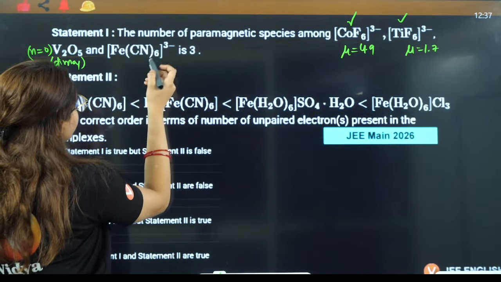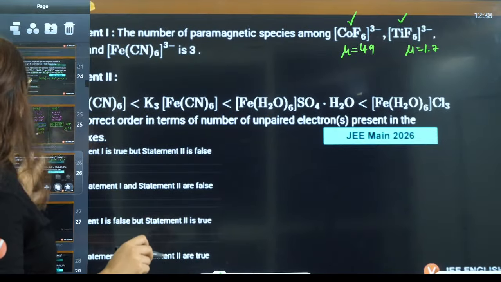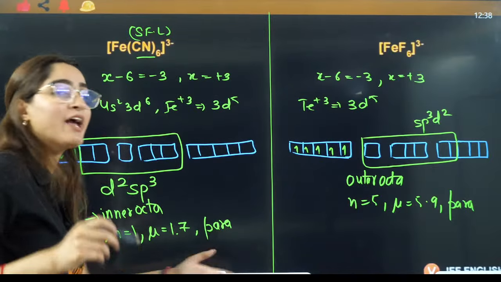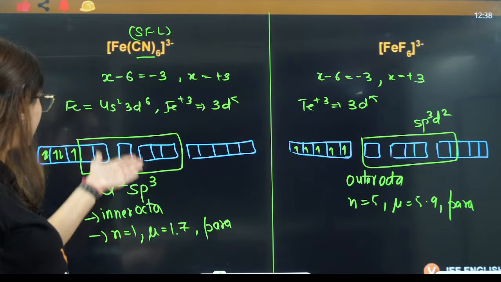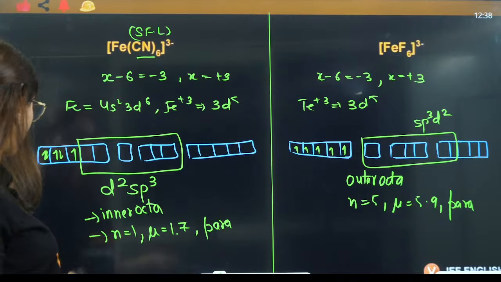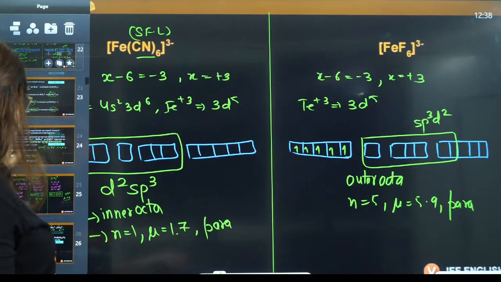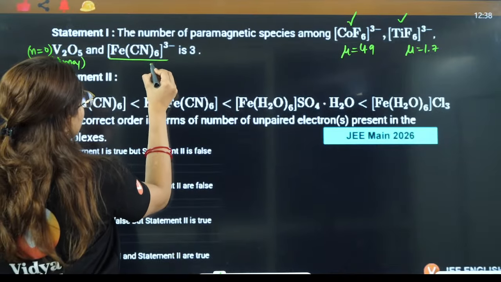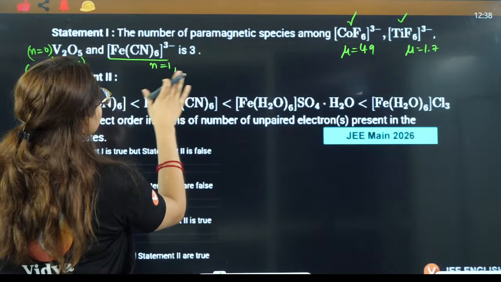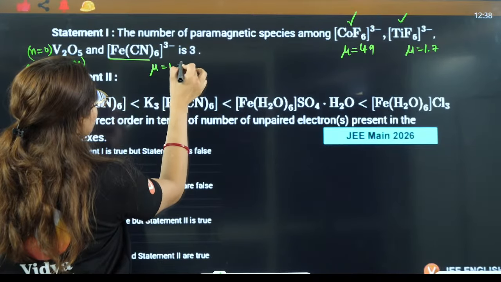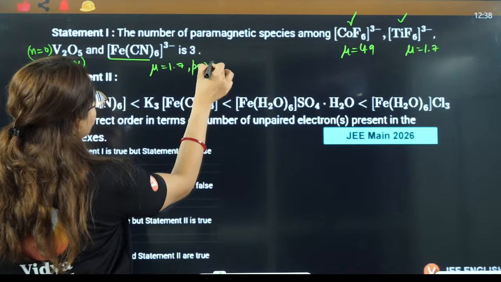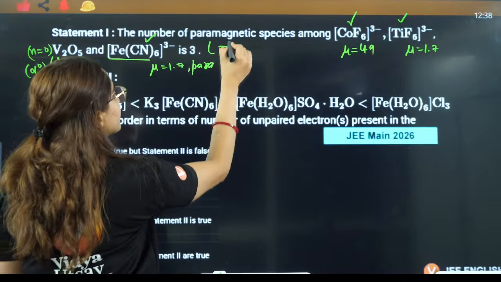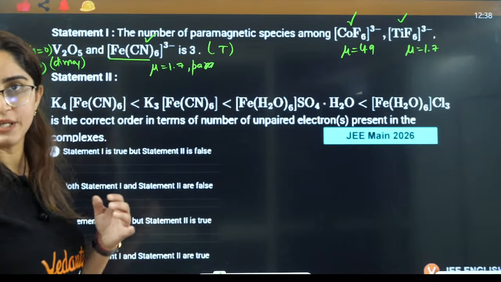If you see Fe(CN)6, I have calculated this here. I will not do it again and again. This has one unpaired electron, so it is also para. Number of unpaired electrons is 1, that means mu is equal to 1.7, so it is also para. So 1 para, 2 para, 3 para, so this statement is correct, that it has 3 paramagnetic species.